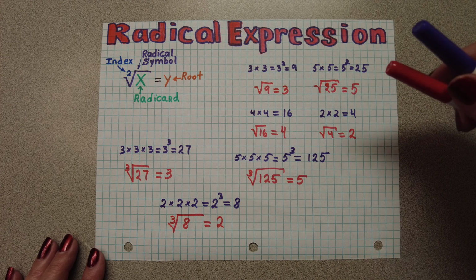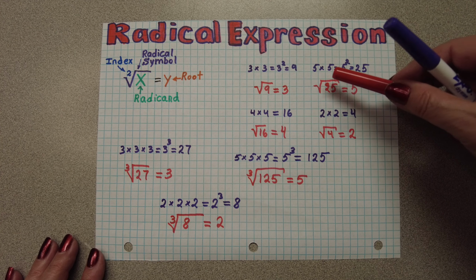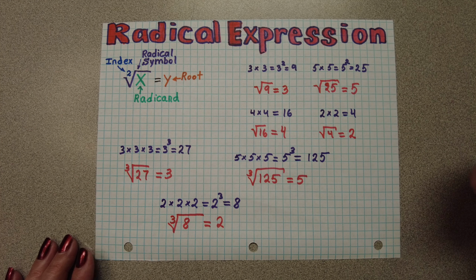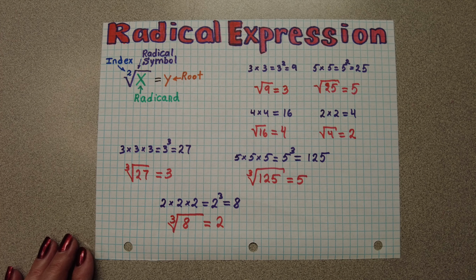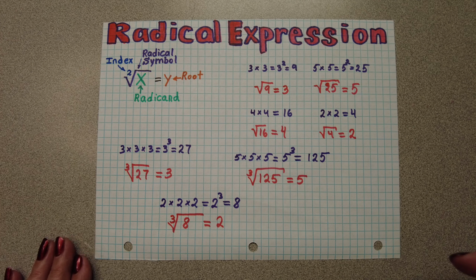Just imagine when you see this radical symbol, that means under it we have some number multiplied by itself a different number of times. Let's say 3 times, many times, 4 times.